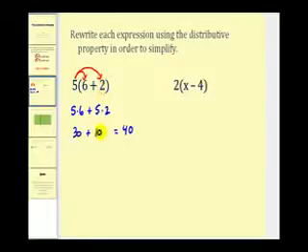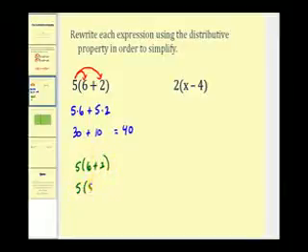But let's take a look at this again. If we had 5 times the quantity 6 plus 2, and we wanted to simplify using the order of operations, we would perform the addition inside the parentheses first. So this would be 5 times 6 plus 2, that would be 8, and 5 times 8 is also 40. So whether we apply the distributive property to simplify or use the order of operations, of course the result is the same. Let's take a look at another one where we have a variable involved.